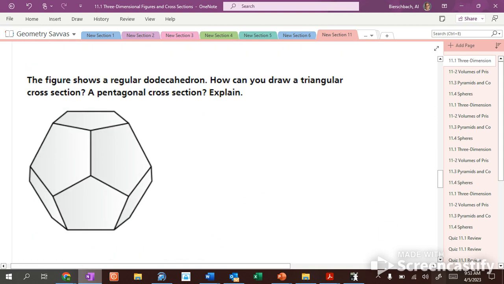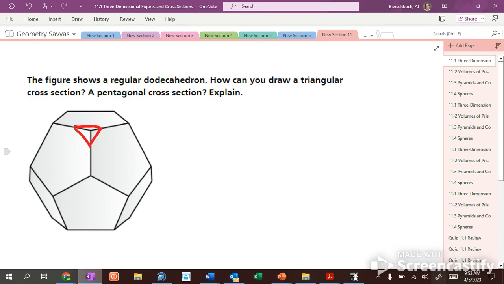All right. Here's a regular dodecahedron. Could you draw a triangular cross section? Is it possible to lop off something so it's a triangle? Yeah, if I cut right here, cut this off right here, cut that little corner off with a knife, that would make a triangle.